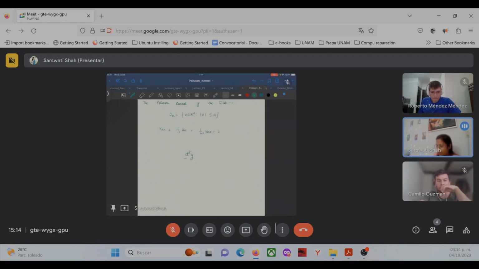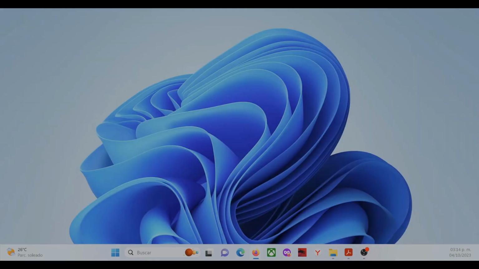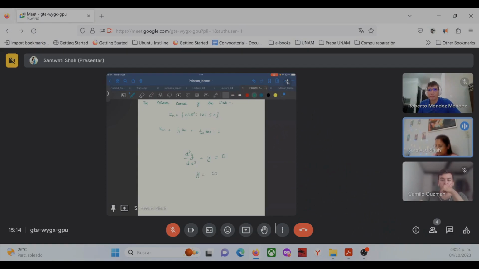d2y over dx square plus y equals to 0. This is an ODE. Now I am saying that if you take y equals to cos x, please check whether it satisfies this ODE or not. Roberto, please check whether this is satisfying this ODE or not. Say it is y1. It is satisfying, okay. And then y2 equals to sin x.